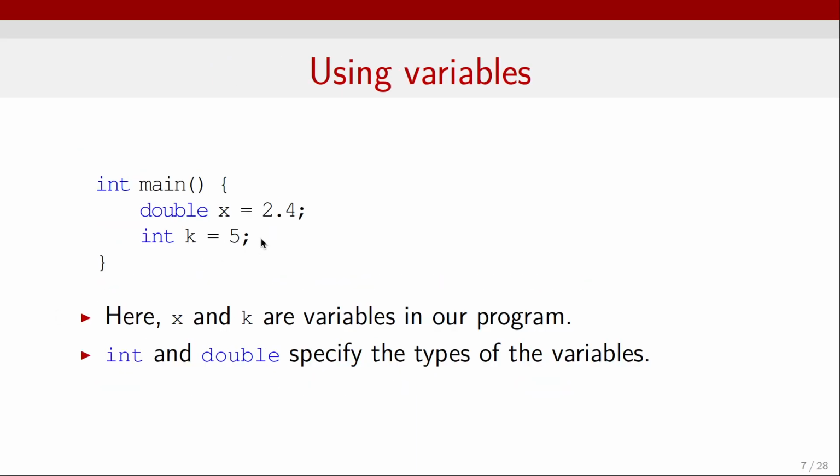Okay, so let's discuss some variables. So here in this program, inside my main function, I'm using x to represent a double. In this case, I initialize it with the value 2.4, and I'm using k to represent an integer, and I initialize it to the value 5. The int and double prefixes specify the type of variable that I'm using.